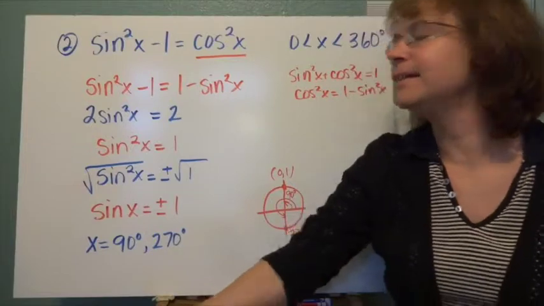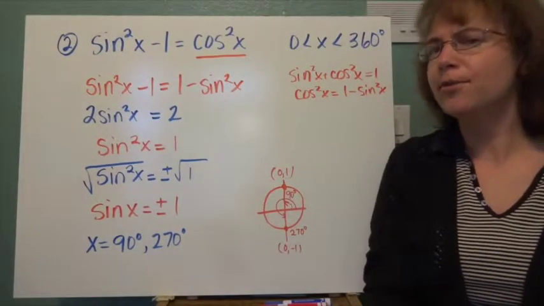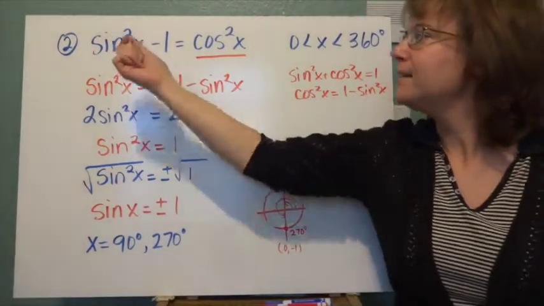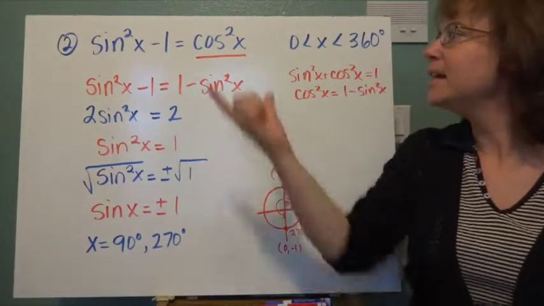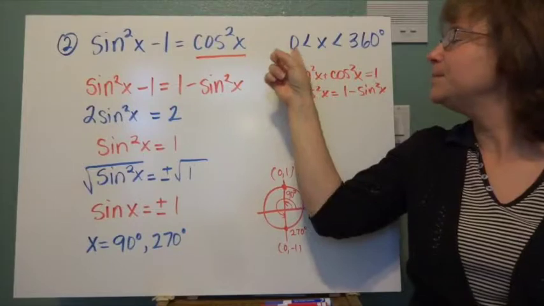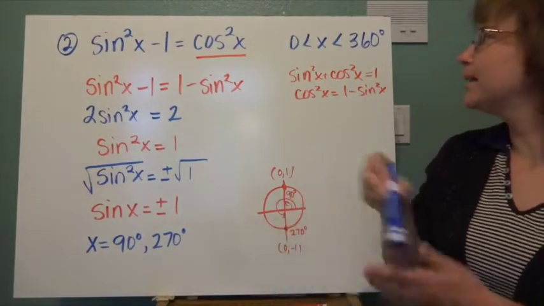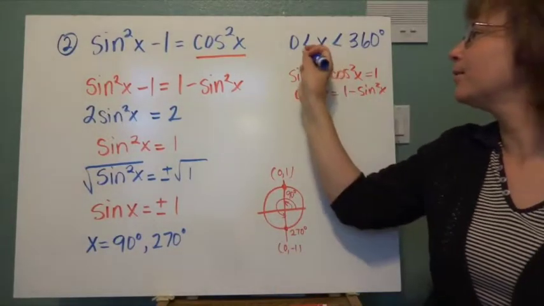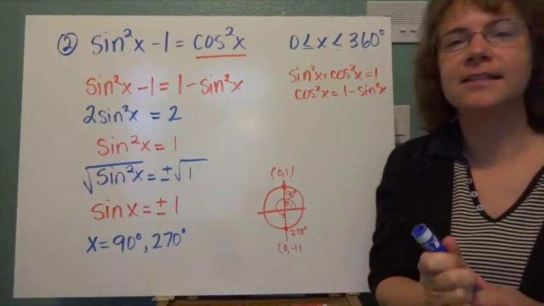Let's look at another example, and this time we'll use some of our trig identities. So I have sine squared of x minus 1 equals cosine squared of x. And I do have a constraint here. X is between 0 and 360, I'll put or equal to, and 360.